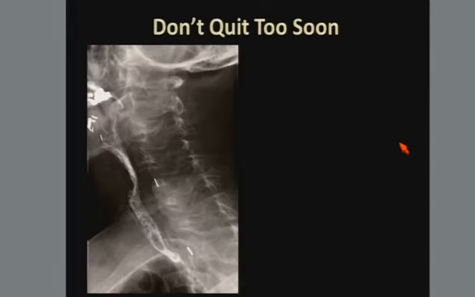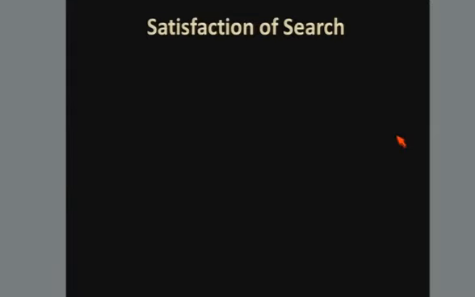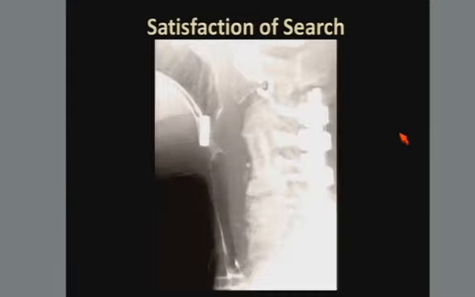Another example of not quitting too soon, this is a similar patient, total laryngectomy. Initial images were only obtained in the upright position, and it looked pretty good, didn't see a leak. However, brought the patient back, laid him down in a supine oblique, and there's a huge leak here. So you've got to be really careful. You can't study these patients standing only. You need to, at some point, make sure they're lying on the fluoro table.